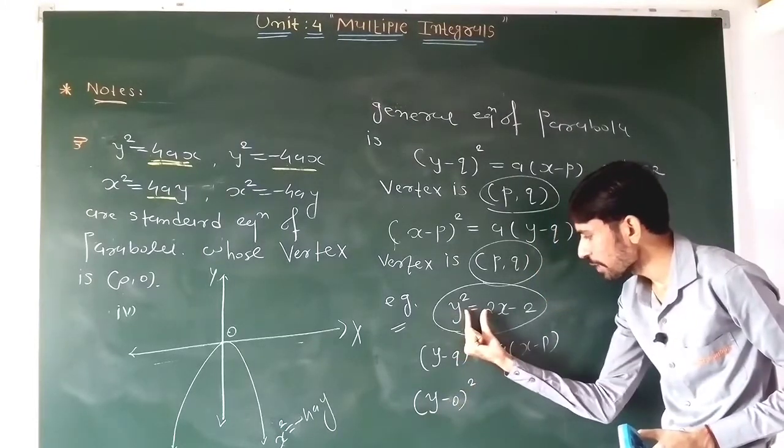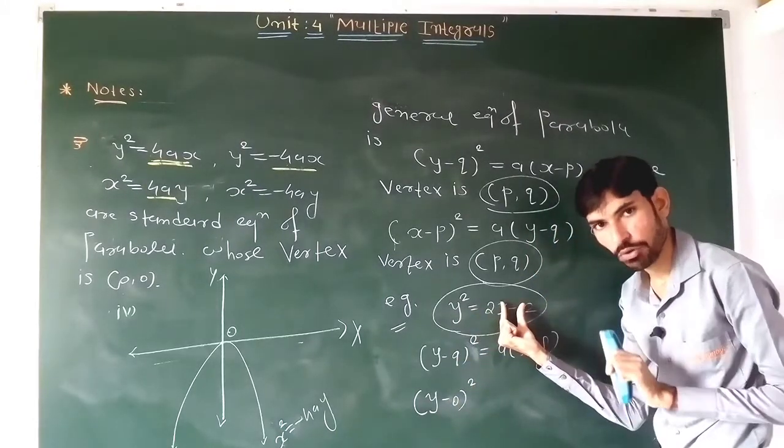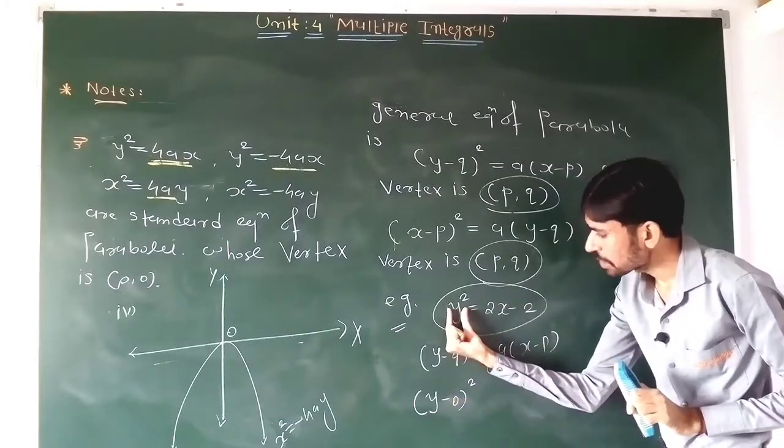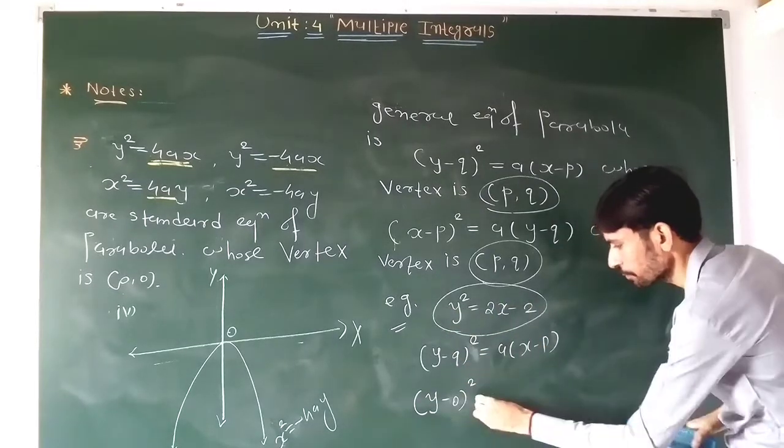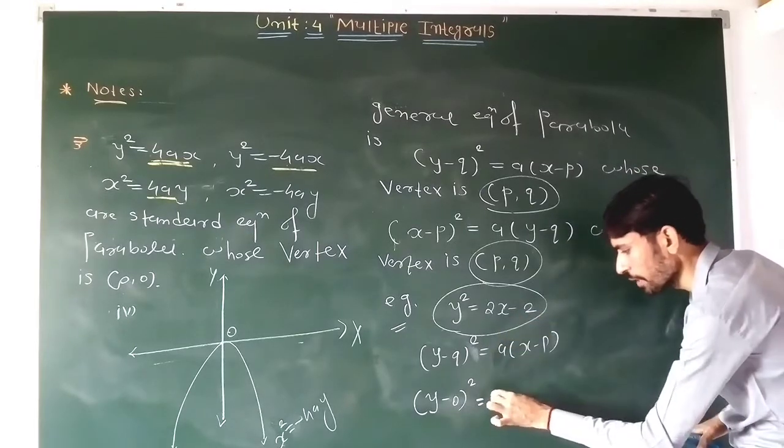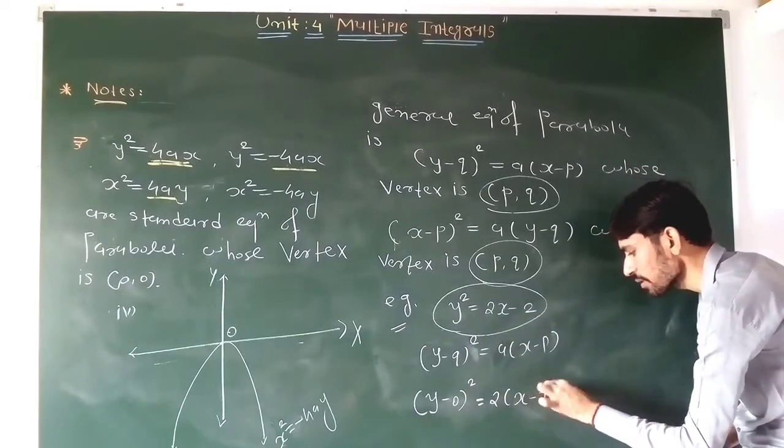Now see, y square is equal to 2x minus 2 is the equation of the parabola. Compare with the general form. So y square we write as y minus 0 whole square. Now here we take 2 outside. So remain the x minus 1.